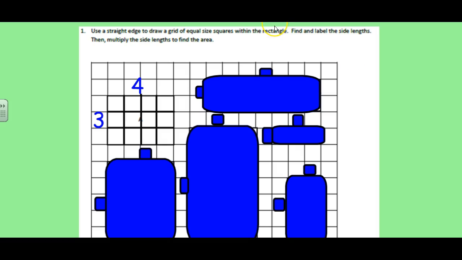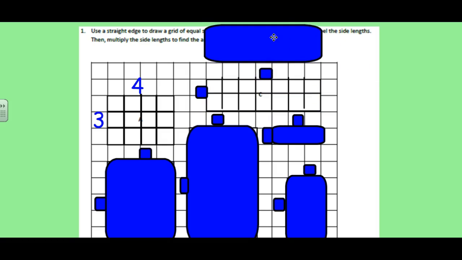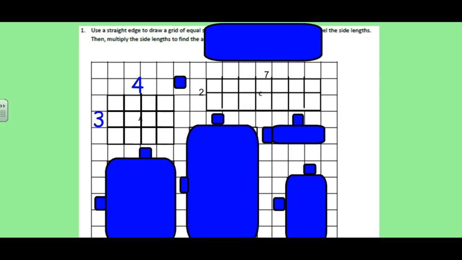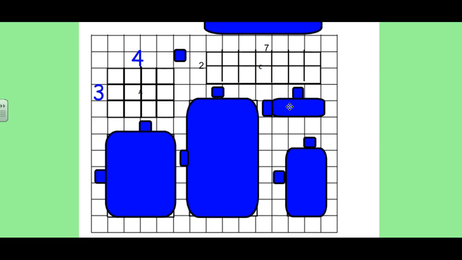Go back. So we're going to start here at the top looking at this rectangle. It looked very similar to what mine looks like with all of the squares drawn inside of it. And I know that this side length was 2, and this side length was 7. Okay, I'm going to move on to this small one right here. It would look like this. There's just 3 squares. This side length was 1, and this side length was 3.